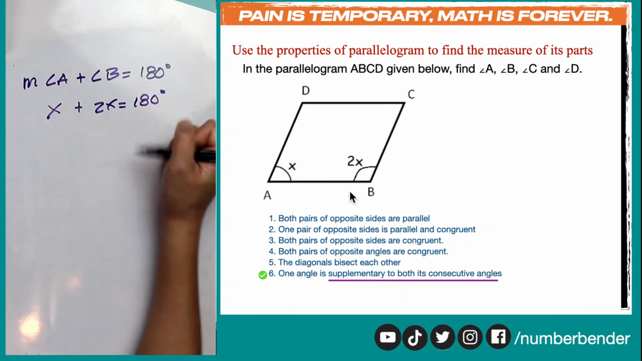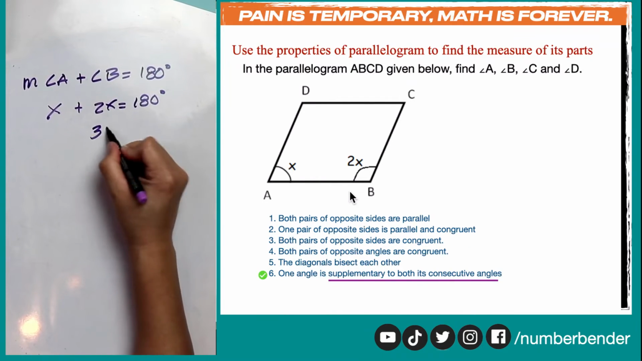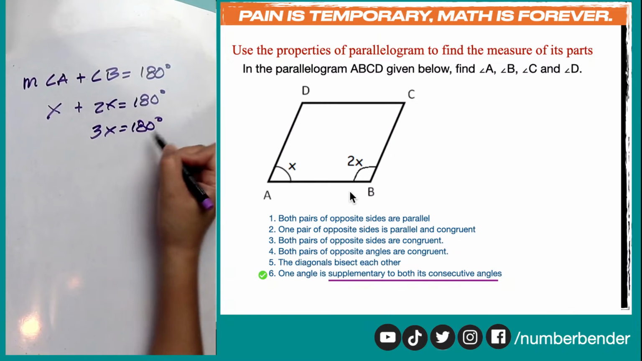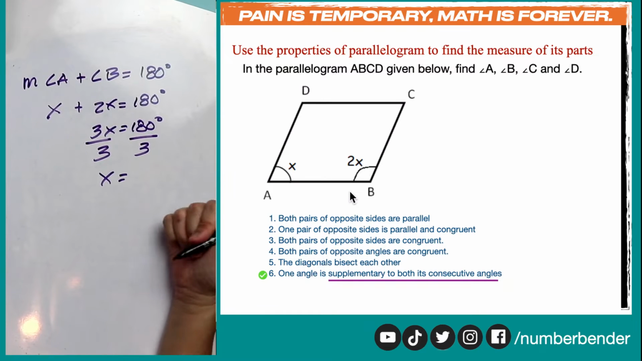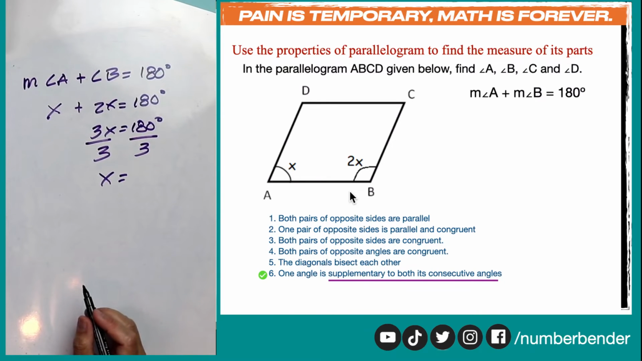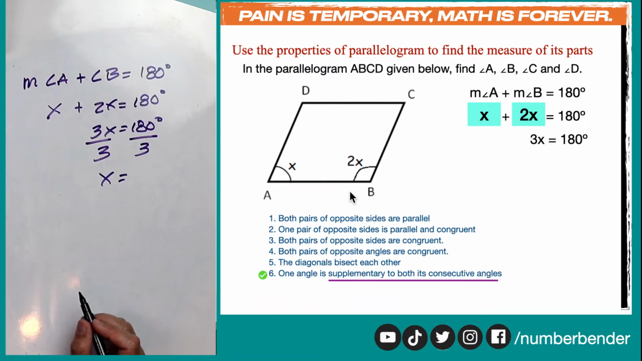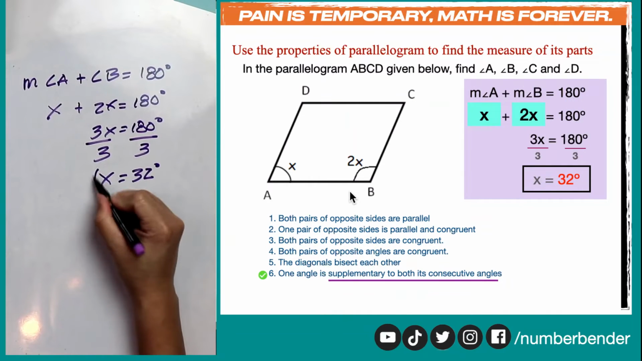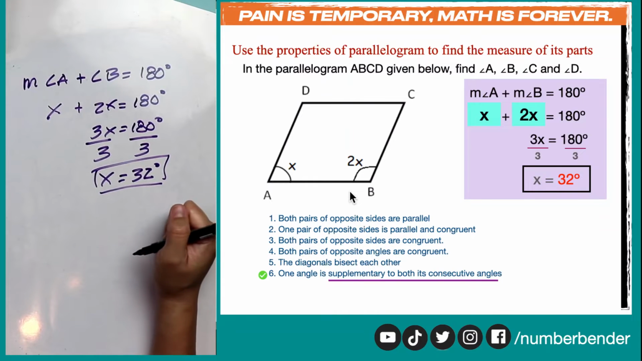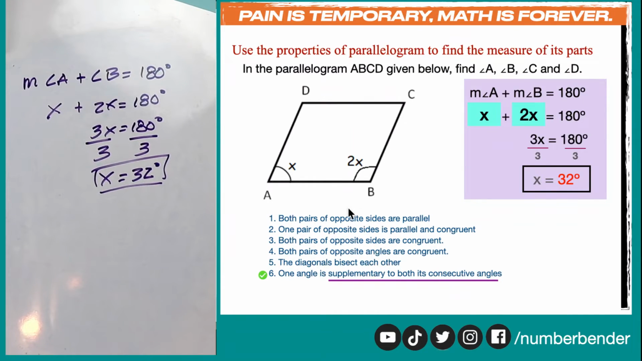So using our algebra skills, we'll have 3x is equal to 180 degrees, and by dividing both sides by 3, we'll be able to find our x variable, which is in this case 180 degrees divided by 3. So angle A is x, angle B is 2x, 3x equals 180. When we divide it by 3, x is going to equal 60 degrees. And this is going to help us find the rest of the angles in our parallelogram.